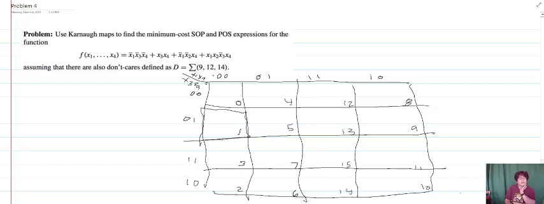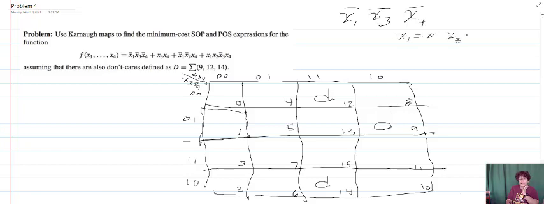And for this one, our don't cares are given with their numbers. So we can put the don't cares D for 9 and 12 and 14. But our expression up here is not given with numbers, so we have to figure it out. So this first one, x1 bar, x3 bar, and x4 bar, we're going to have ones in all the places where x1 equals 0, x3 equals 0, and x4 equals 0.